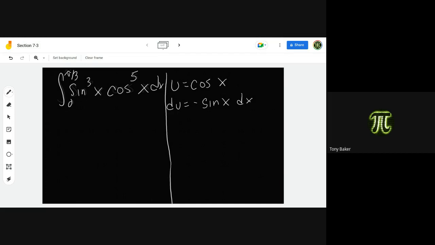So all we do is we're going to plug the two numbers that they gave me into what u is. So since u is cosine of x, u of 0 is cosine of 0, which is 1. And then u of pi over 3 is cosine of pi over 3, which is 1/2. Okay, so we're going to change everything in this problem to u's.